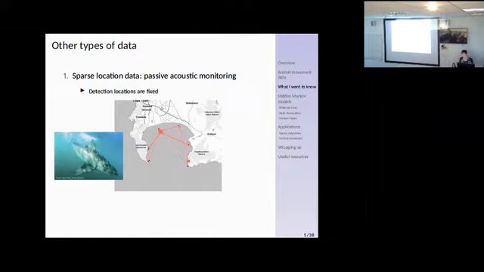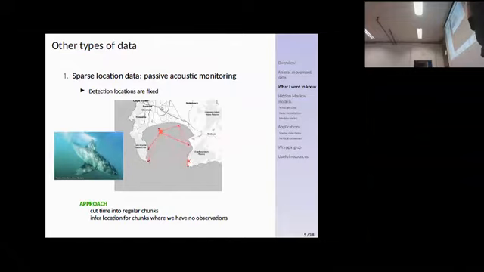So the approach, and I'm going to talk a lot more about it, I'm just going to introduce these two here briefly. The approach that I took was to cut the time series into regular chunks of time, and actually try and infer the location of the animal in a coarse fashion where we have no observations. Because when an animal is near a receiver, you know that's where it is pretty much, within a radius. But when it's away from a receiver, you don't know where it is. But you can use the sort of sequential pattern of these detections to say something about where the animal might have passed through.